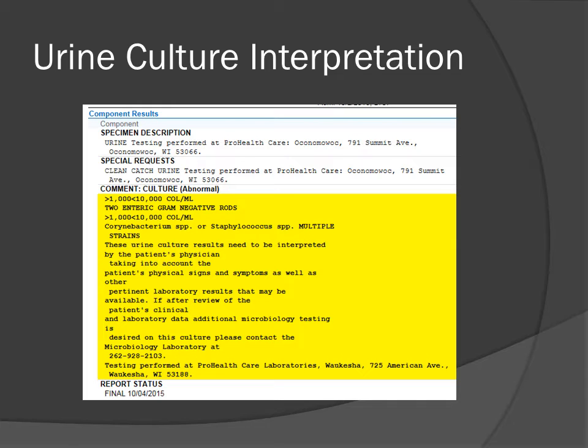So what happens when we get a urinary culture back? This is an example of a urinary culture report that was done at another institution that will remain nameless. When we look at the culture, we see that there was greater than 1,000 to less than 10,000 colonies per milliliter of 2 gram-negative rods, and then greater than 1,000 and less than 10,000 of Corynebacterium species or Staphylococcus species, multiple strains. So basically what they had here was a lot of different verbiage to help assist physicians. But what they're trying to communicate here is these are really likely contaminants.